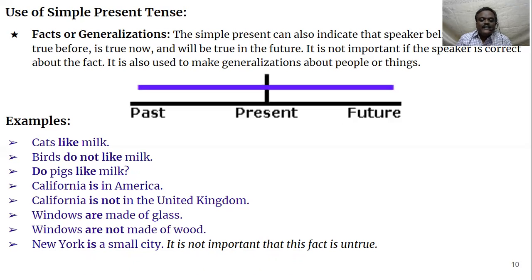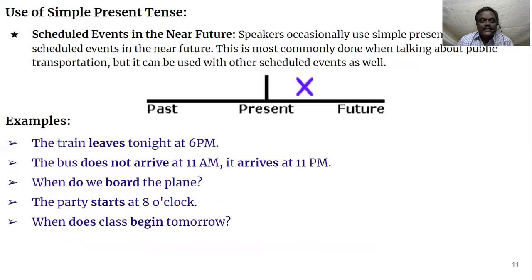It is not important whether the fact is true or untrue. What I believe is important. I believe that New York is a very small city. I believe that Hyderabad is a very big city, a very large cosmopolitan city. Even if I believe a small city like Mahbubnagar is a large city, it's okay. Grammatically, there is no problem with that sentence. Then, the use of simple present tense.